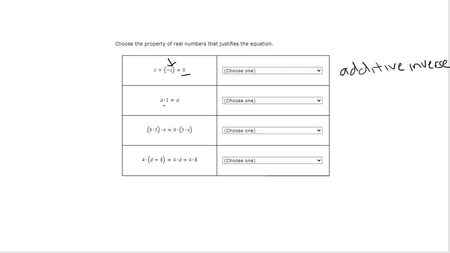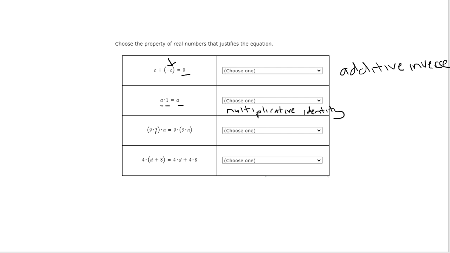Okay, the next one, we're taking A, we're multiplying it by 1, and it keeps its same identity. It stays in A. When you multiply something by 1, it doesn't change it. Okay, so we would say this is the multiplicative identity.